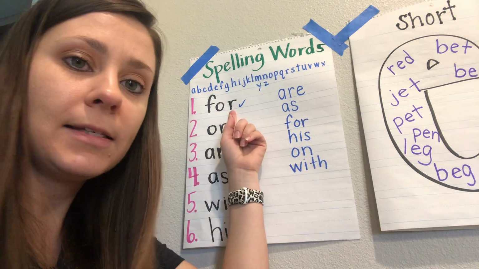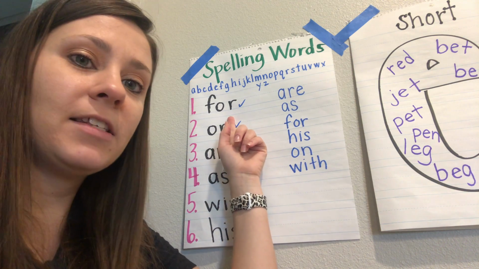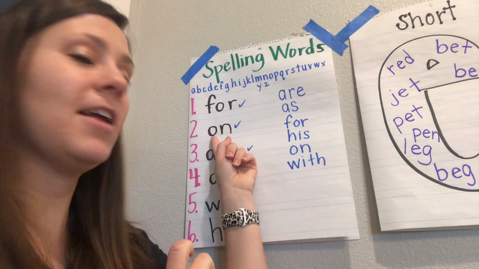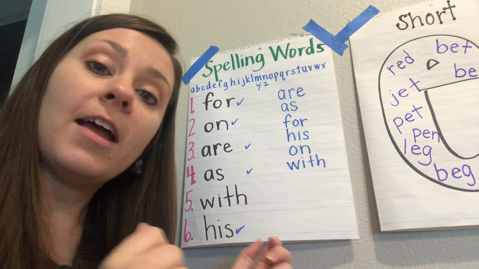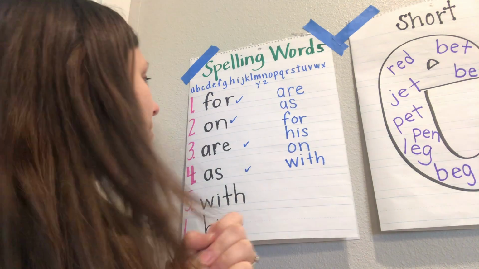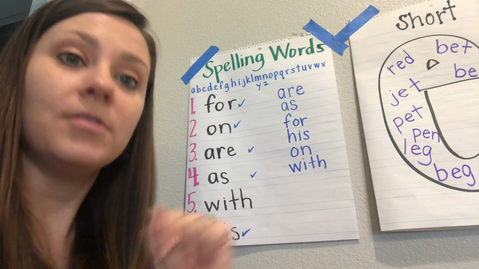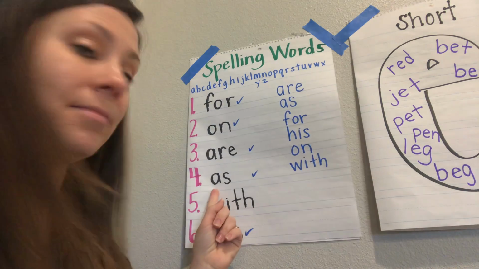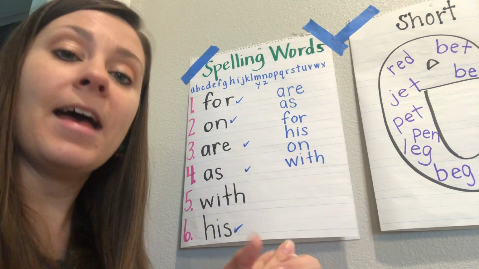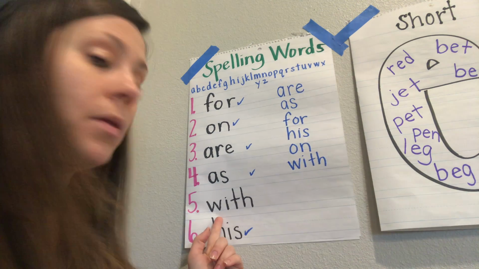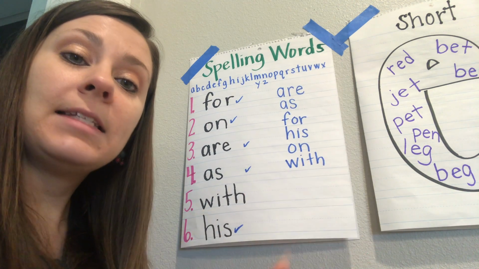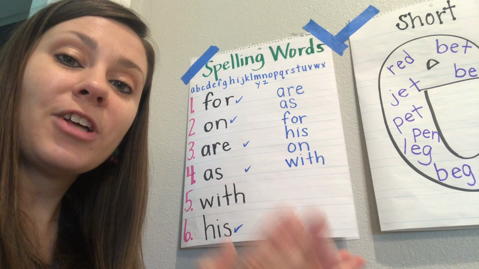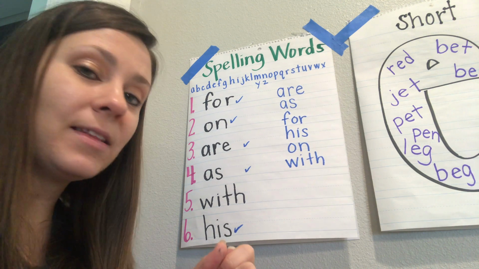Okay, so the first word is for. All right, so for. F-O-R. For. Okay, our next word is on. On. O-N. On. Then we have are. A-R-E. Are. As. A-S. As. With. W-I-T-H. With. His. H-I-S. His.